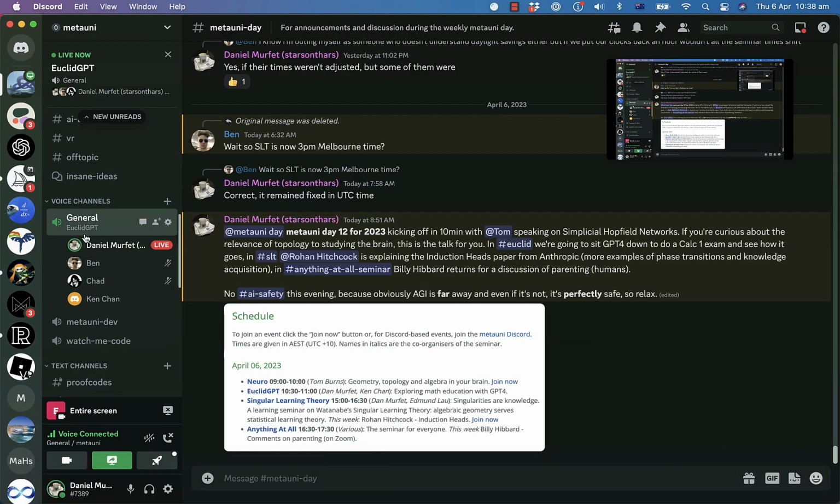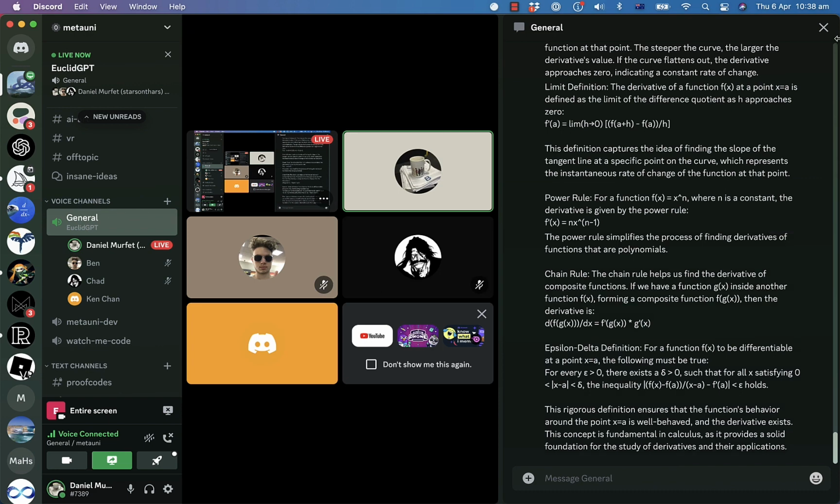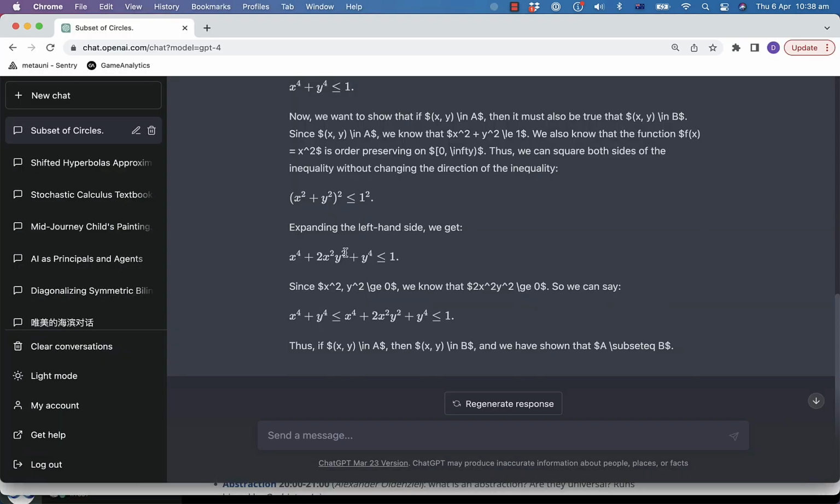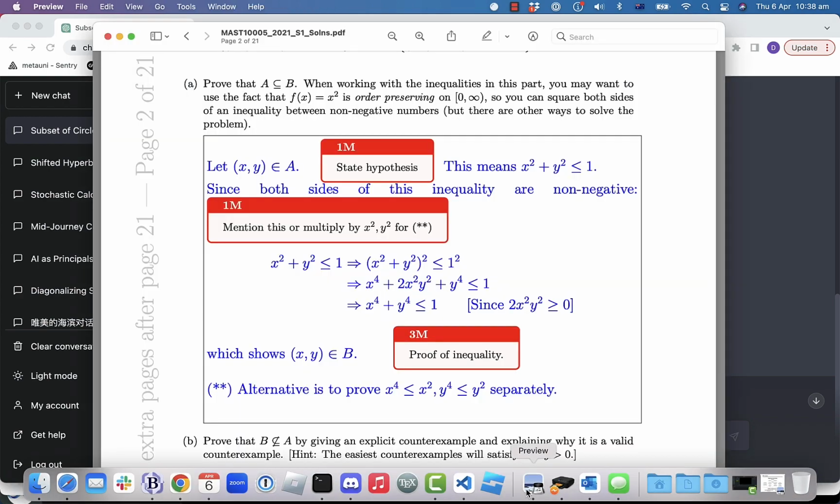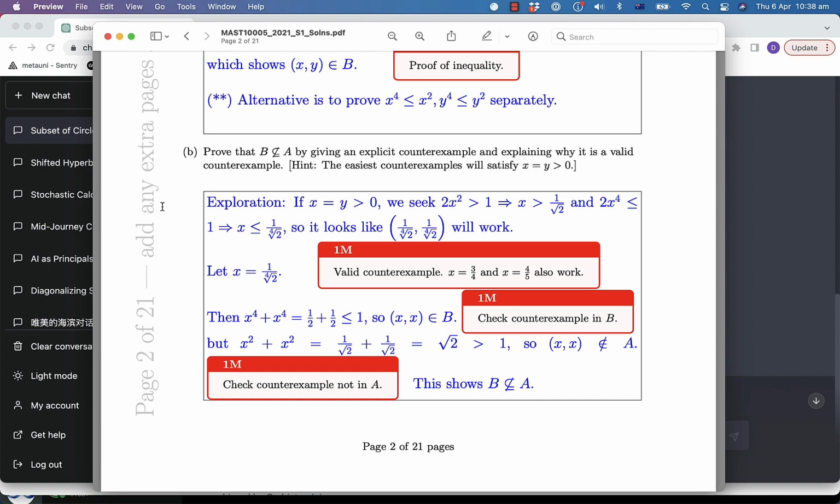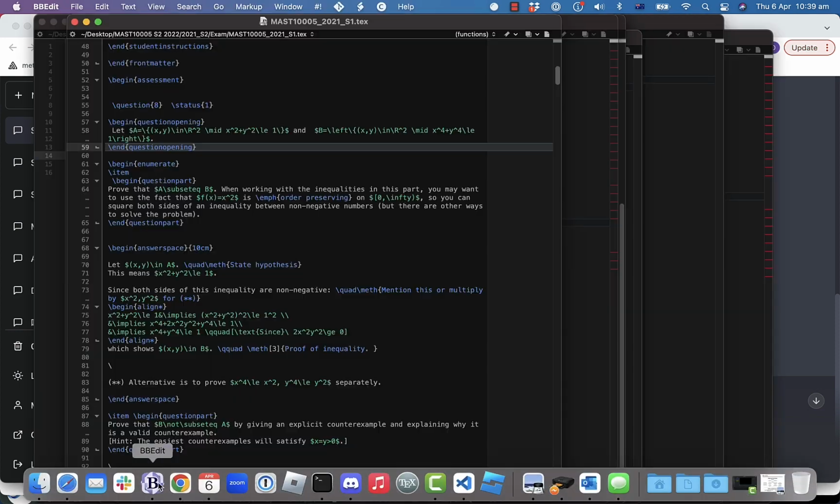Where should we keep score? Maybe you can do that, Kenneth, while I'm looking at the screen. I'll write it somewhere. Okay, so that's question 1A, 5 out of 5. For those who just joined, I'm giving GPT-4 my 2021 Semester 1 University of Melbourne Calculus 1 exam. We're going through the first question now. All right, so let's go on with B.